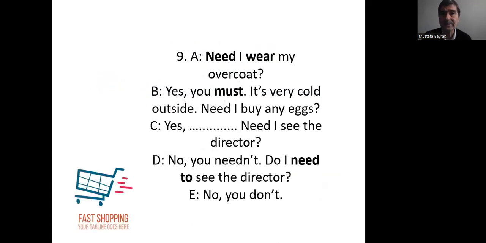Okay. Now 9. Need I wear my overcoat? Yes, you must. It is extremely cold outside. Need I buy any eggs? Yes, you must. Need I see the director? No, you needn't. Do I need to see the director? No, you don't. Yes, I think this page is worth screenshotting. Yes, it is a really good summary.